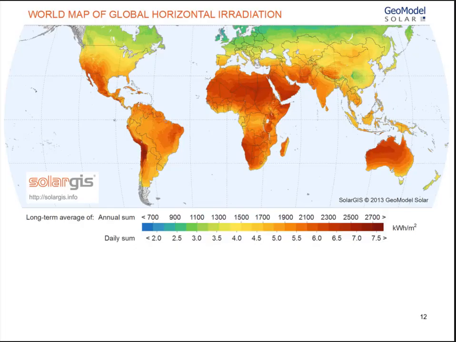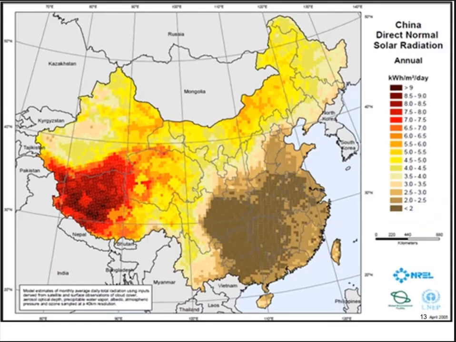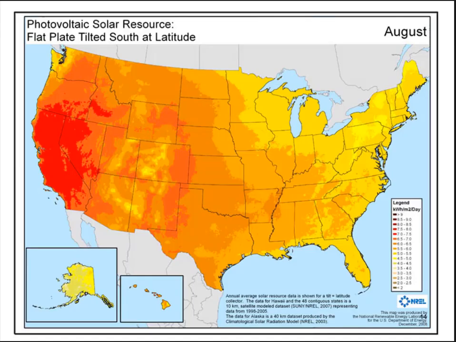This shows almost the entire world and its solar radiation. Here we see the solar radiation in China. This is another view of the solar radiation on the United States for the month of August.